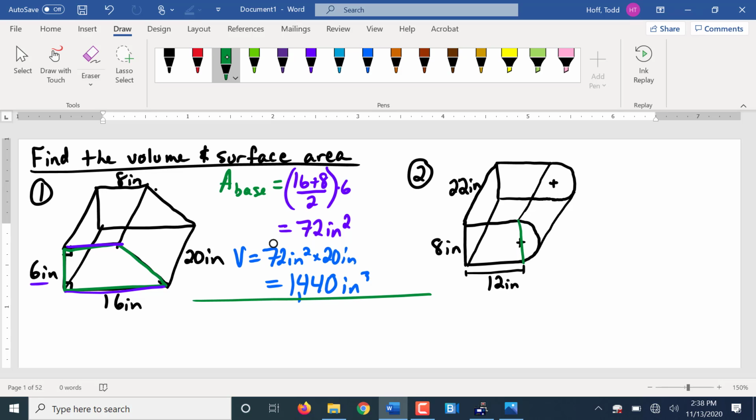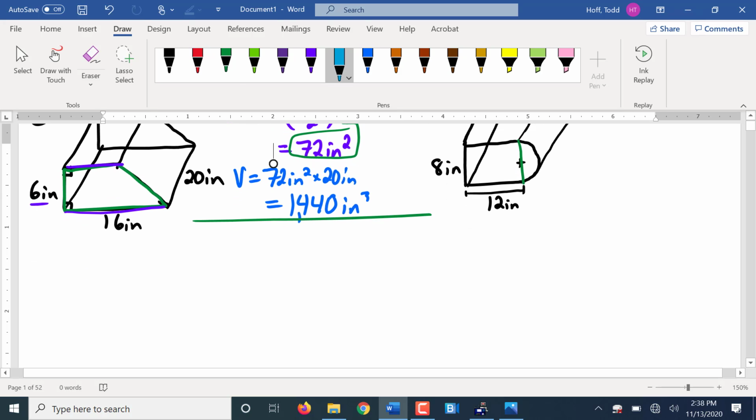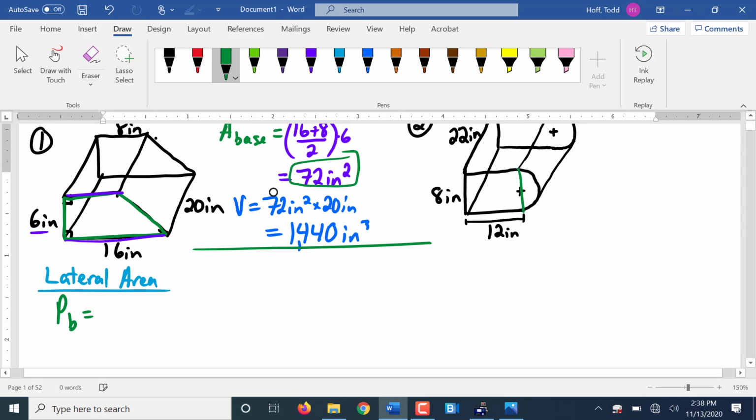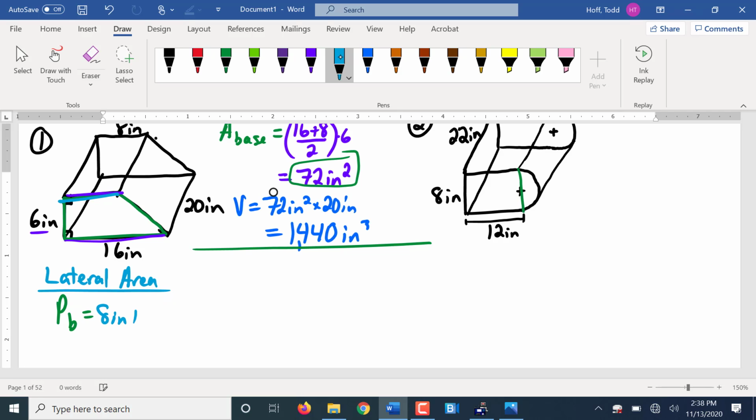For surface area, we already have the area of the base here, the 72 square inches. So what we need is lateral area. What do we need to know to find lateral area? Perimeter of the base. Very good. So for our base here, we have for perimeter 8 inches here, plus 6, plus 16.